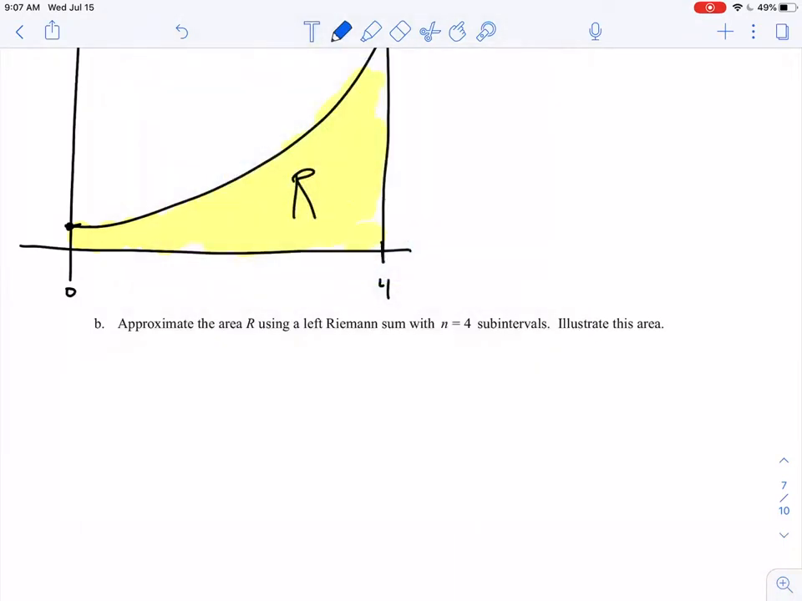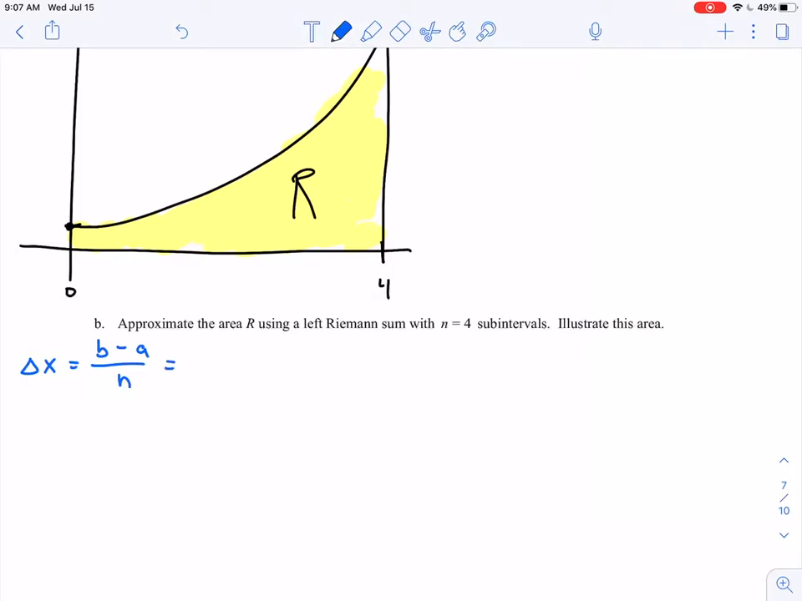The first thing I need to do if I'm looking at a Riemann sum is figure out what my subintervals look like. How small is each one of these pieces going to be? In other words, I need to calculate delta x. Remember, delta x is the width of each subinterval, and we can find that using b minus a divided by n, just the length of the interval divided by how many pieces we want to cut that up into.